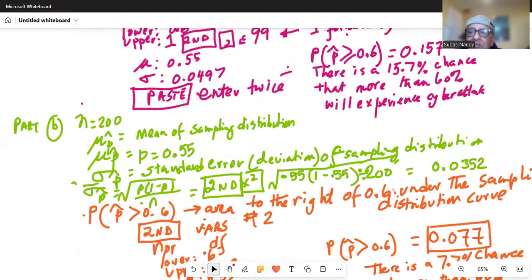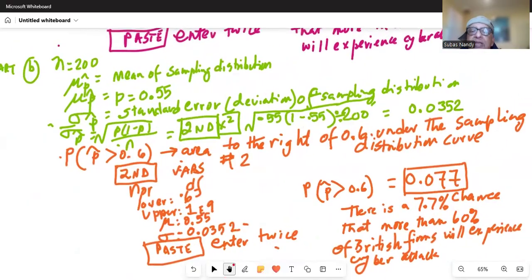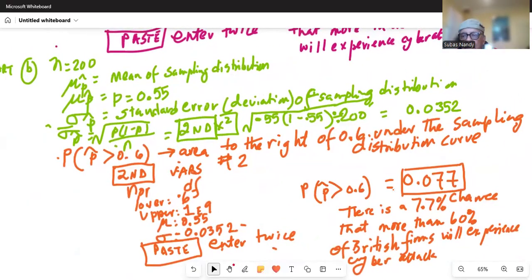Increasing the sample size from 100 to 200 reduces the standard deviation. Reducing the standard deviation means reducing the spread. It becomes thinner and taller at the center. More probability or more chances are concentrated now at the center. Why? Because the standard deviation is decreased. And therefore, the probability or chance of more than 60% of British firms facing cyber attack has also decreased almost half, from 15.7 to 7.7%.